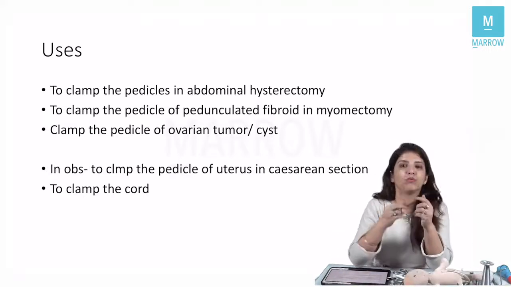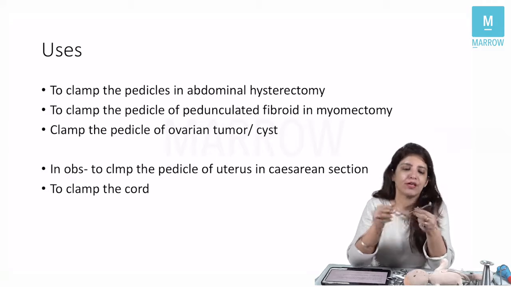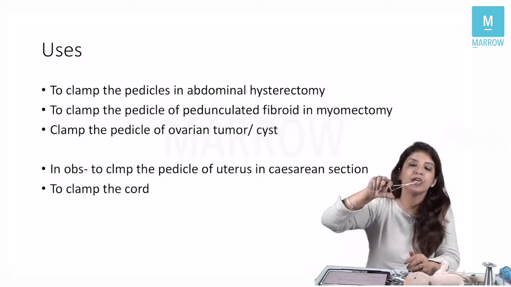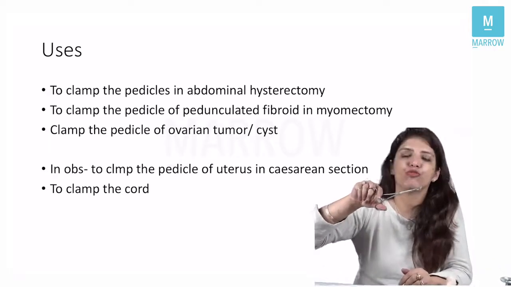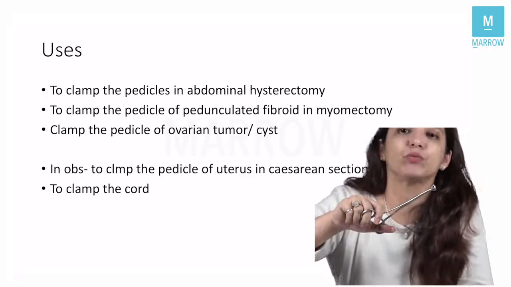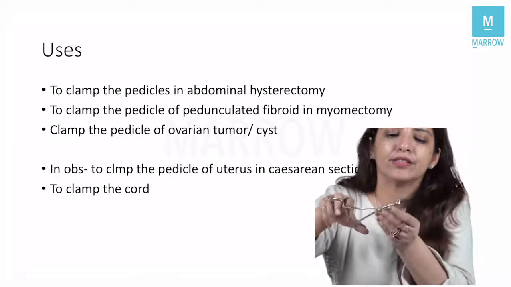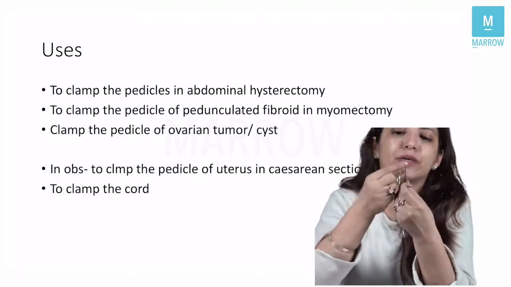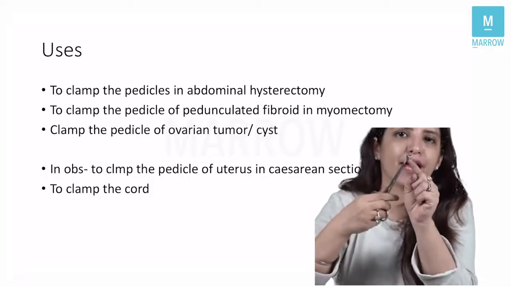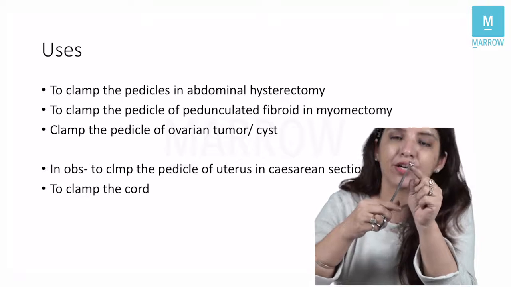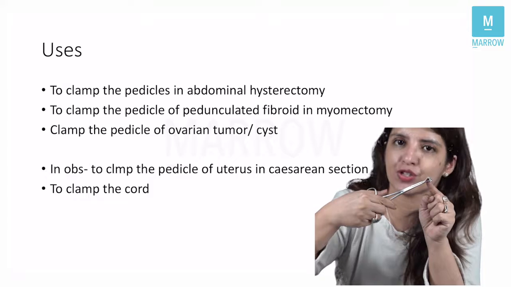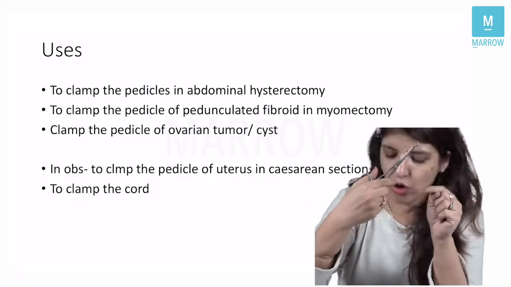Now, the last forceps which I want to show you is Babcock's forceps. This forceps is very different from the earlier forceps which I have shown you. In all the earlier forceps, teeth were present at the distal end. Here, at the distal end, there are no teeth present. It's flat. And at the tip of the distal end, there is a gap. The tip of the distal end is curved and there is a gap in between so that it can hold delicate tubular structures, right? This is Babcock's forceps.